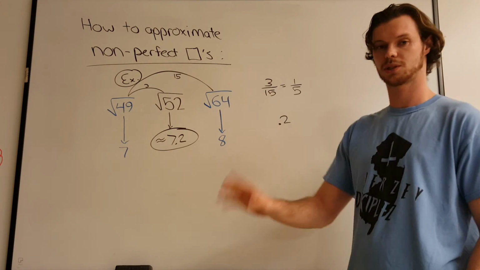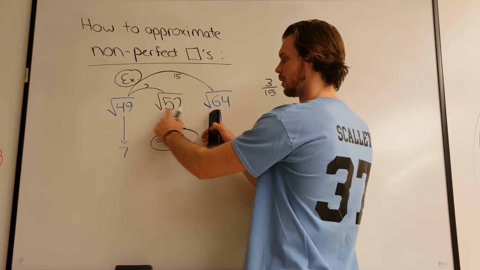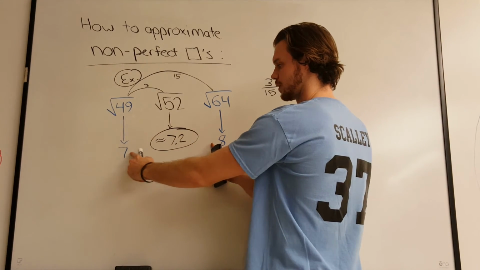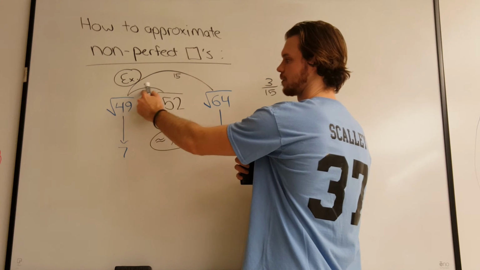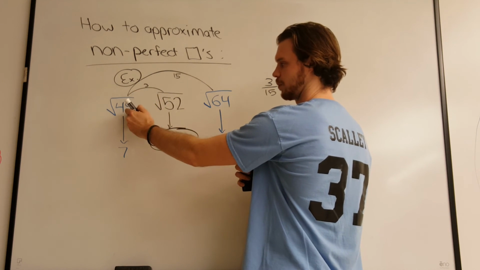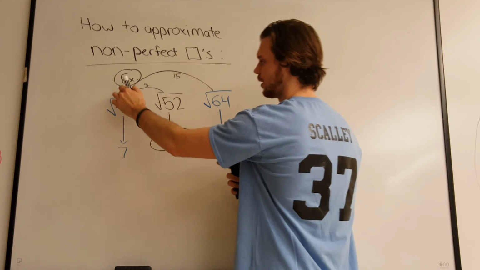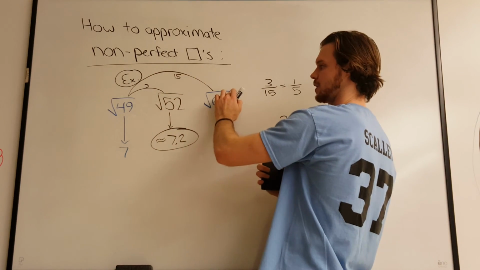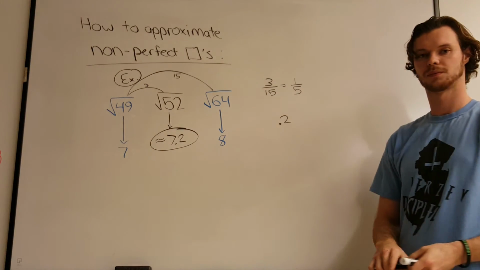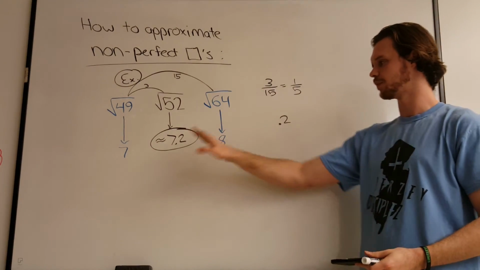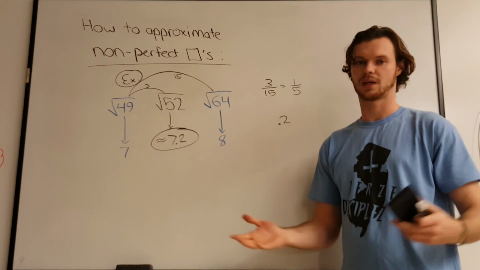So, steps again, just to recap. Find the perfect squares that surround your number. Evaluate them, so you have an idea of what numbers it's in between. Find the distance from the perfect square to the non-perfect square, in this case 3. Find the distance from perfect square to perfect square, the total distance. Turn that into a fraction. Turn that fraction into a decimal, and you have your answer. It works the same way with any other examples.